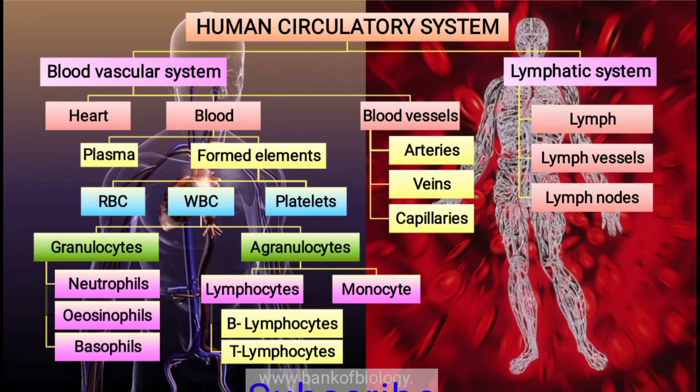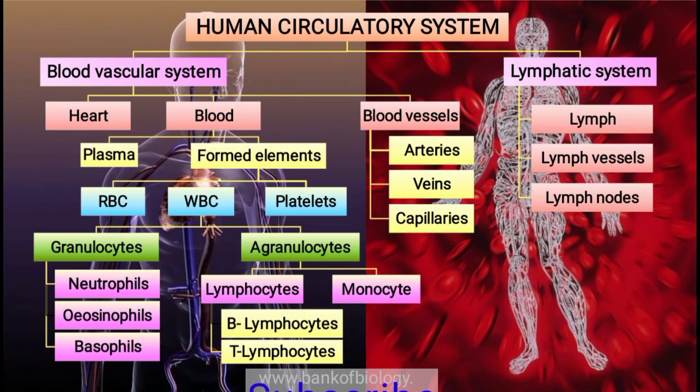Humans have two types of circulatory system. One is blood vascular, one is lymphatic. Lymphatic contains lymph vessels and lymph nodes, whereas the blood vascular system consists of heart, blood and blood vessels. The heart is double circuit. Blood contains plasma and formed elements like RBCs, WBCs, red blood cells, white blood cells, and platelets. WBCs have two further types: granulocytes and agranulocytes.